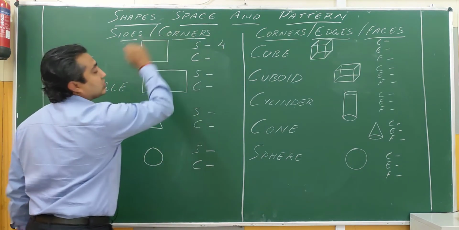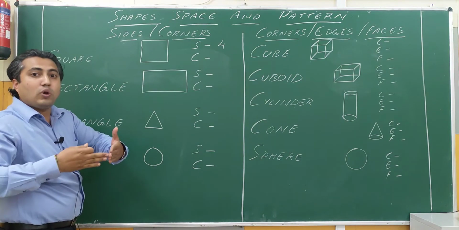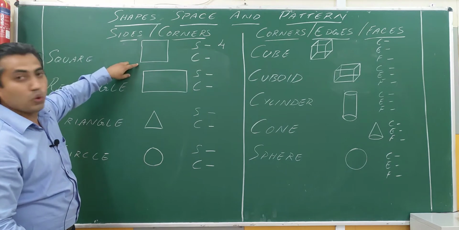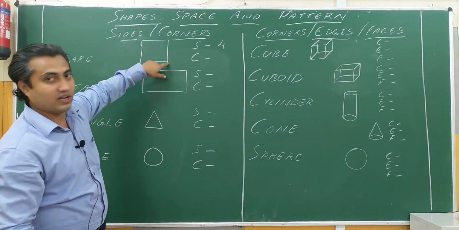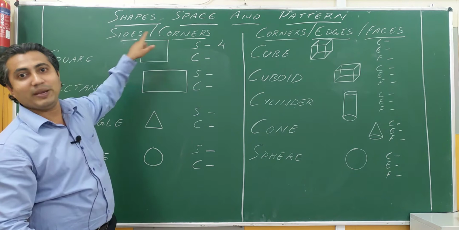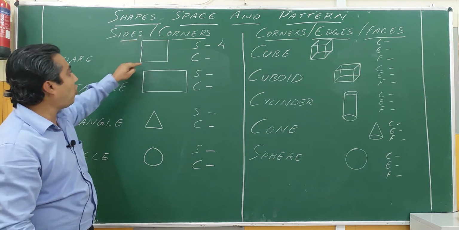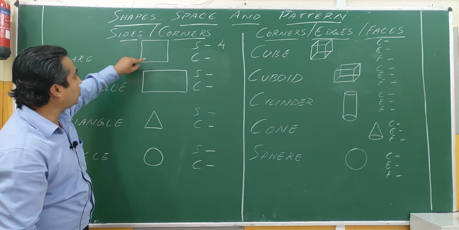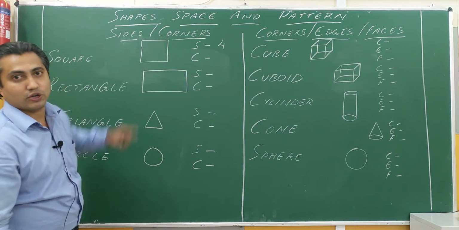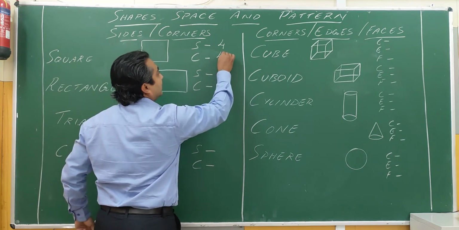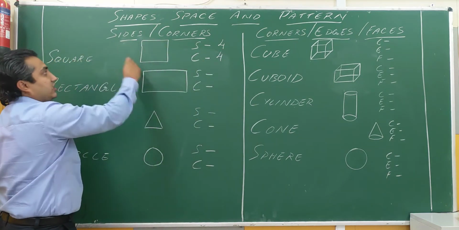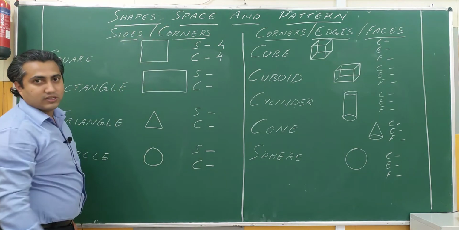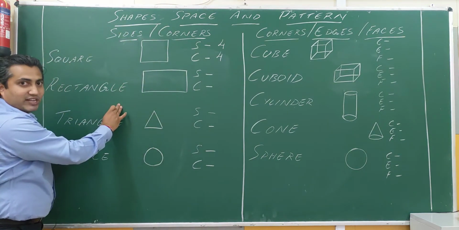Now, next is corners. Look at the corners. How many corners are there? 1 corner, 2 corners, 3 corners and 4 corners. There are 4 corners in a square. So this is the side and these are the corners. Now, let us go to the next flat shape.